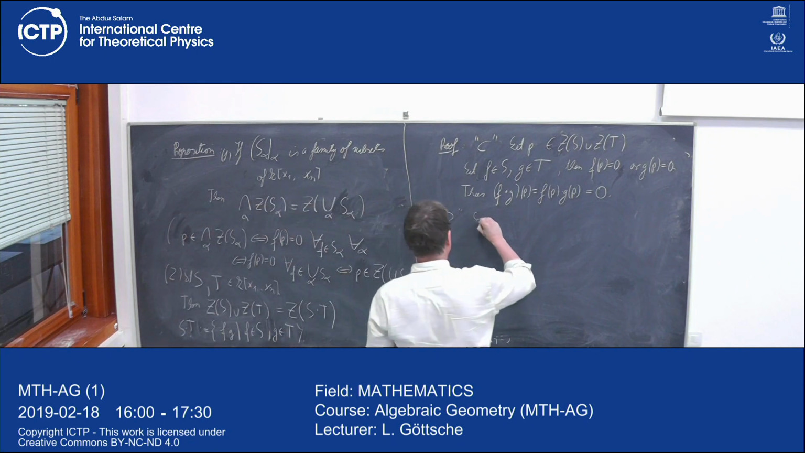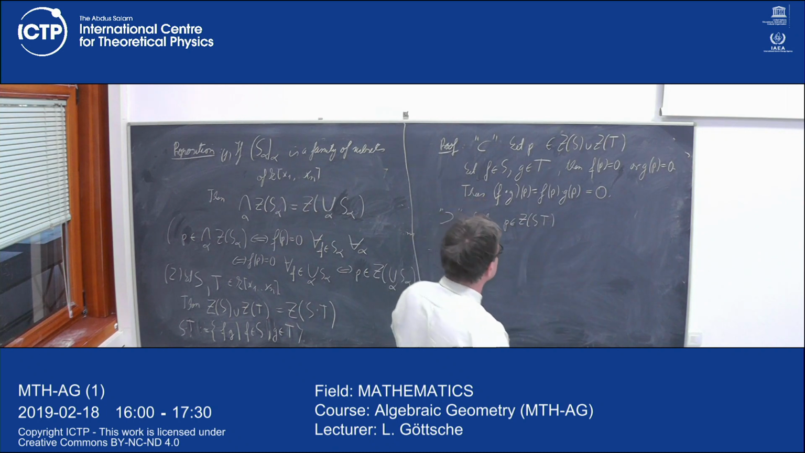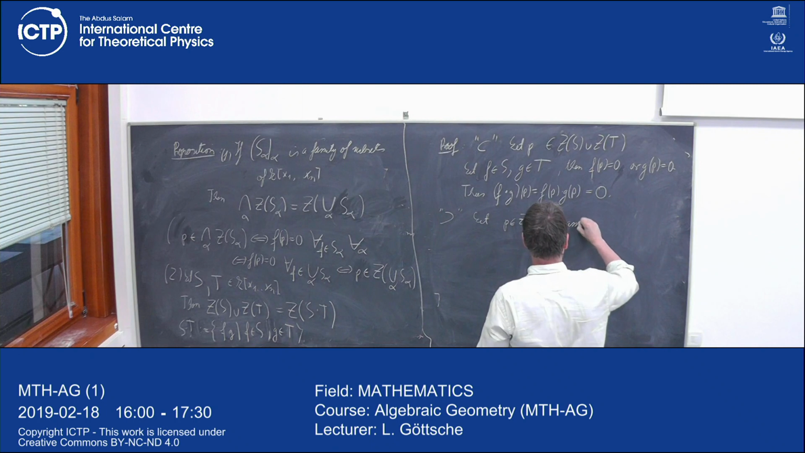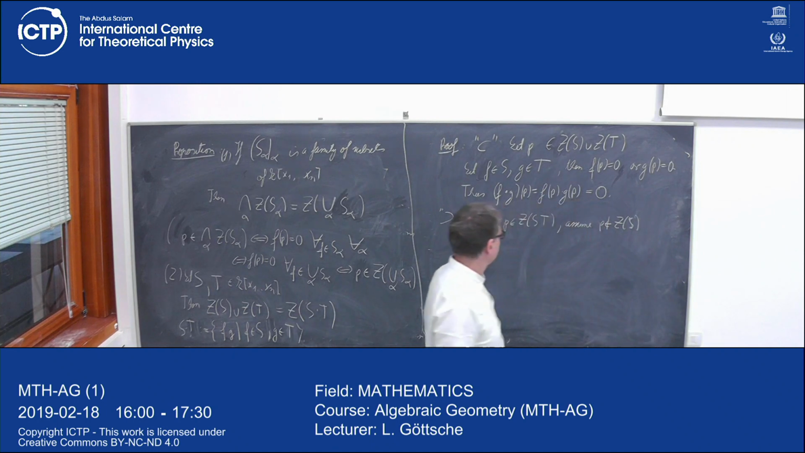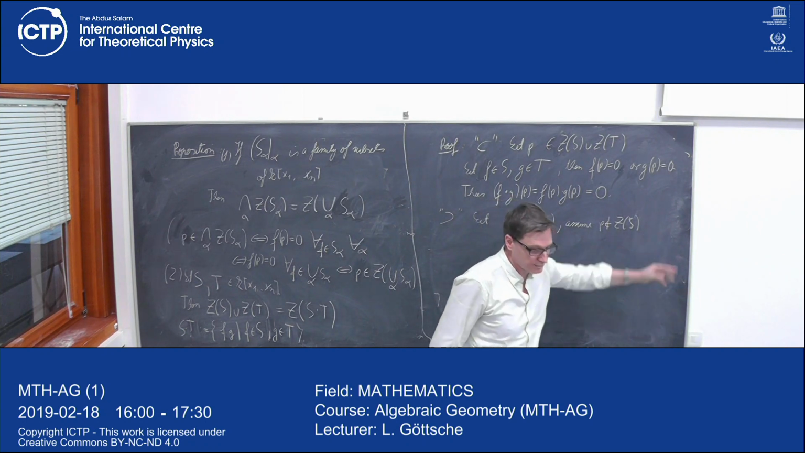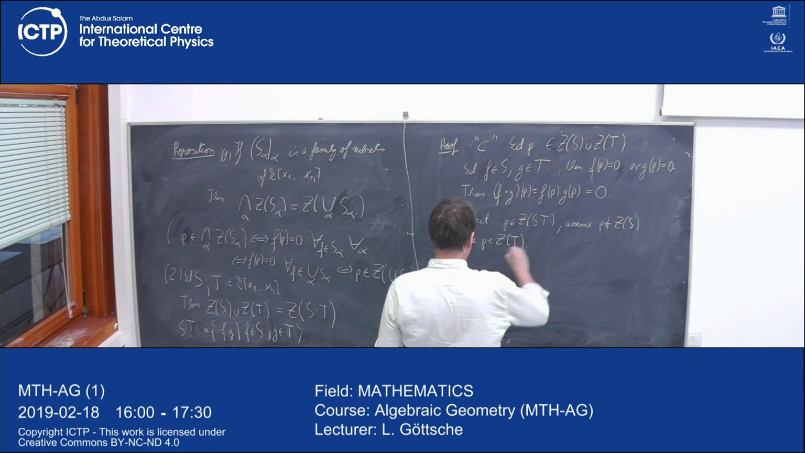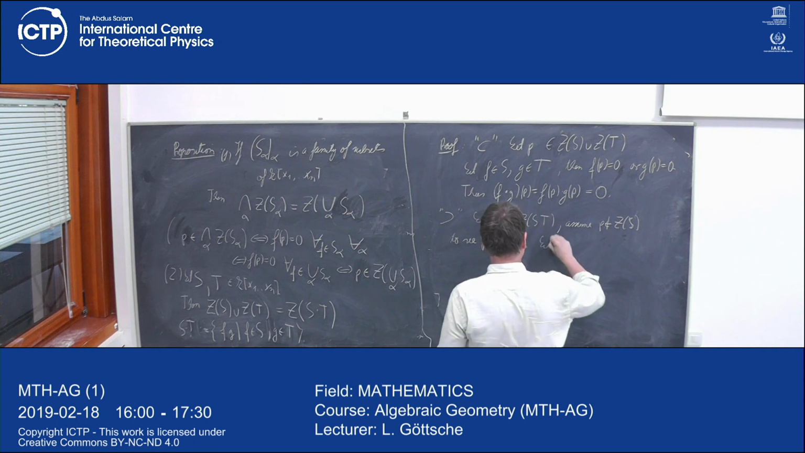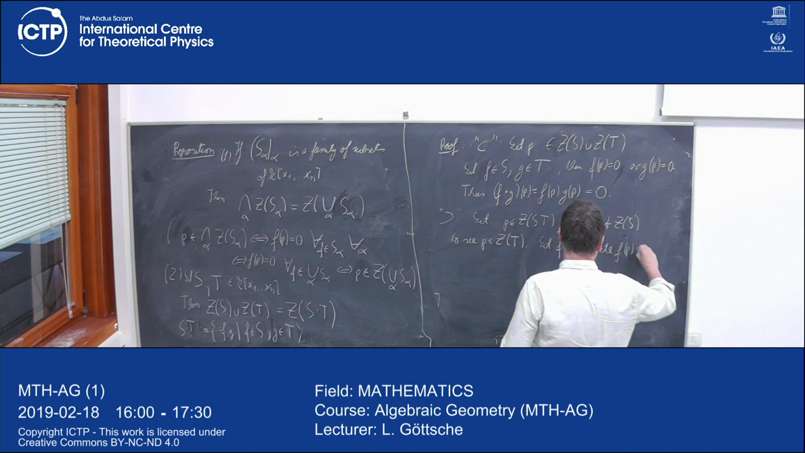Let's take P in the zero set of S times T, and assume that P is not in the zero set of S. We are supposed to show that P is either in the zero set of S or in that of T. So if it's not in the zero set of S, we have to show it's in the zero set of T. So it's not in the zero set of S, so we can choose a polynomial f in S with f of P different from 0.